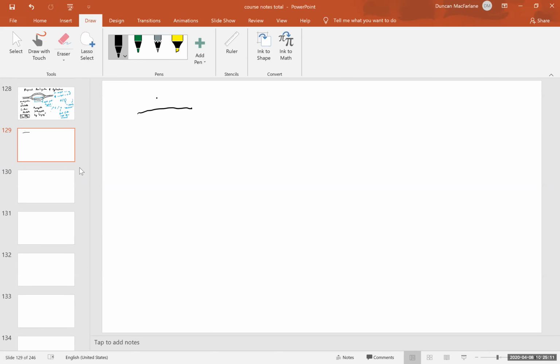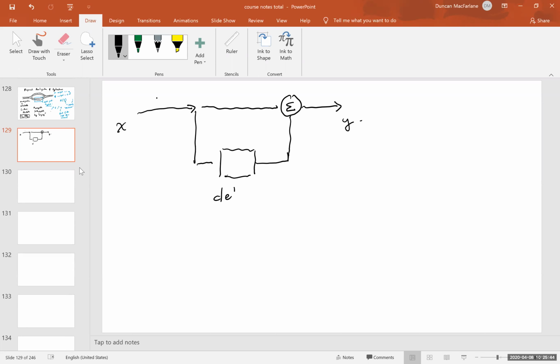I'm going to have a signal coming in. It's going to split off into two branches. And this block here, and then it will come out. So I'll have an X in and I'll have a Y out. And this block here is a delay. That block there is a delay.